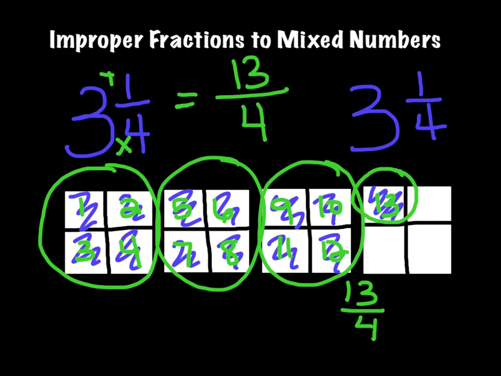The math behind this would be taking this 13 4ths and asking yourself, how many 4ths do I get out of 13? Well, you get 3, because 4 can go into 13 3 times, which gives you a total of 12, which means that you have 1 left over. That goes on the top, and again, your denominator always stays the same.